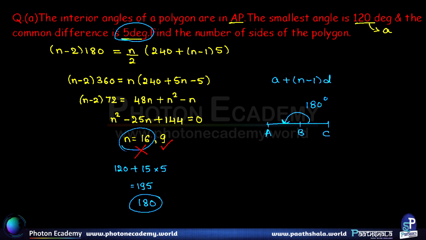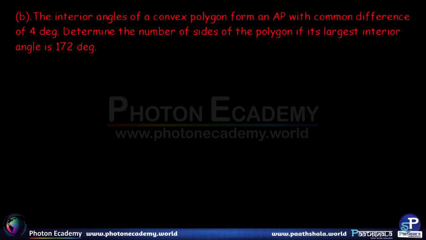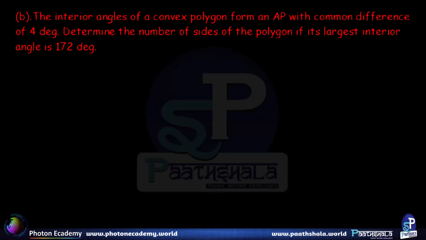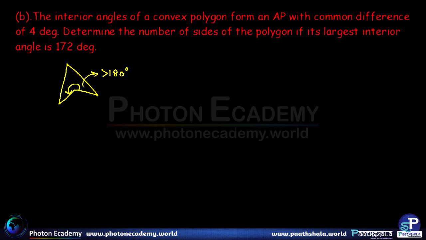Now moving on to part B of this problem. We are given that the interior angles of a convex polygon. So what is a convex polygon? It is basically a polygon with none of its angles greater than 180 degrees. Okay. So the interior angles form an AP with a common difference of 4 degrees. We have to determine the number of sides of the polygon if the largest interior angle is 172 degrees.